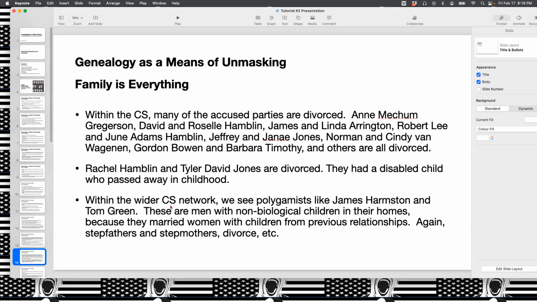So Rachel Hamlin, Tyler David Jones, divorced. They had a disabled child named Sophia, I believe her name was, who had a childhood accident involving a swimming pool. She was developmentally disabled, and she passed away before she was 13, I believe.